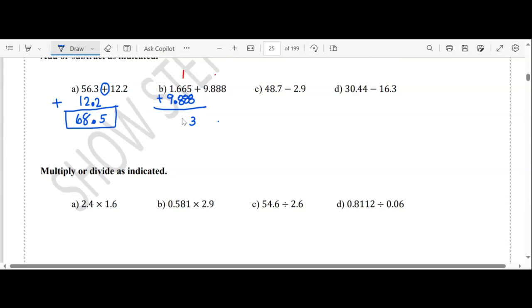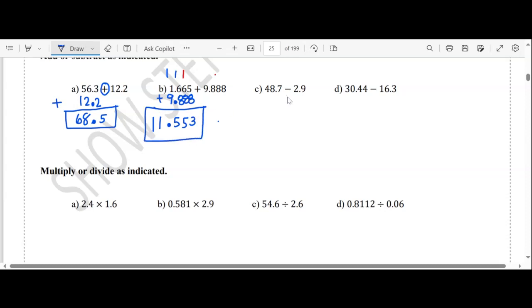14. Plus 1? 15. So you put 5 here, and you carry 1 here. 6 plus 8? 14. Plus 1? 15. So you put 5 here, and you carry 1 with you. And then don't forget that this 1 plus 1? 2. Plus 9? 11. So you put 11 here. That's your final answer. Easy?